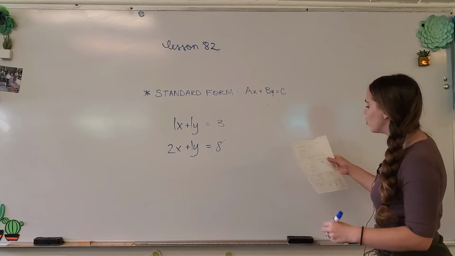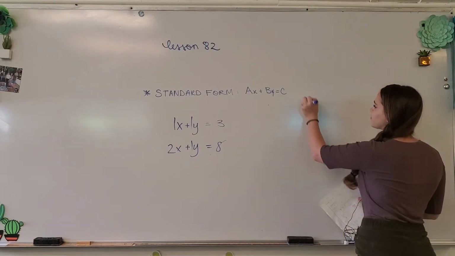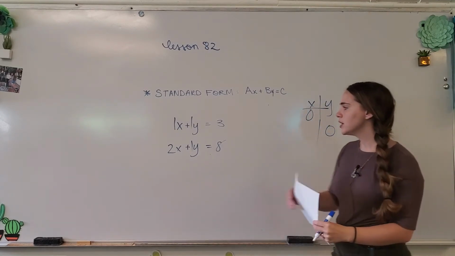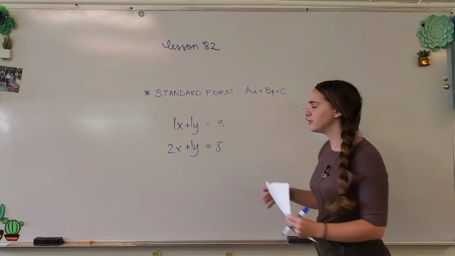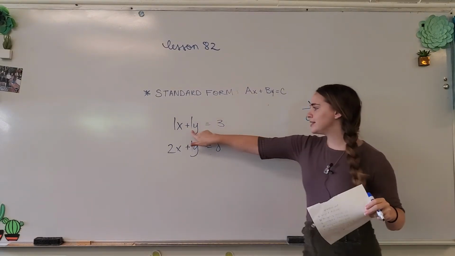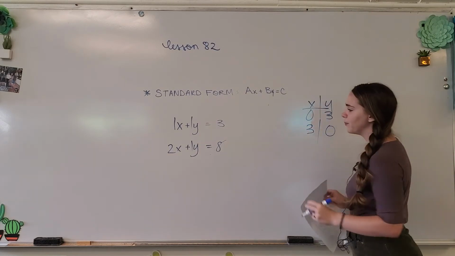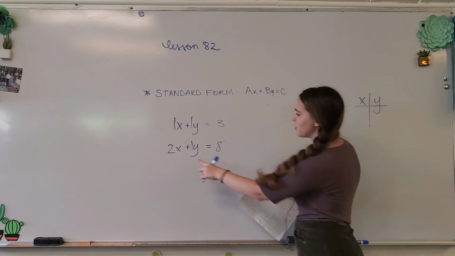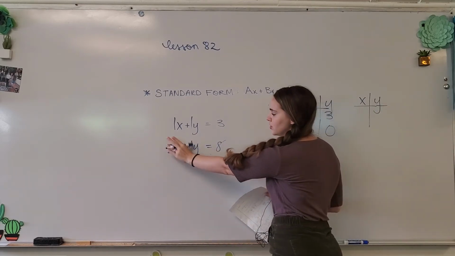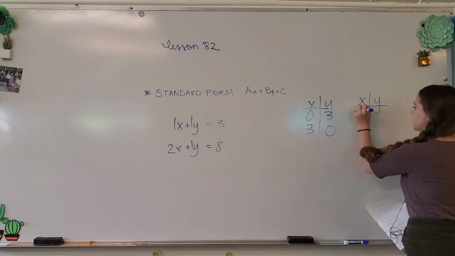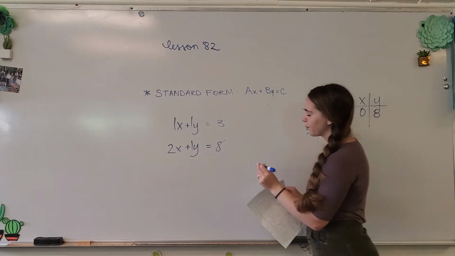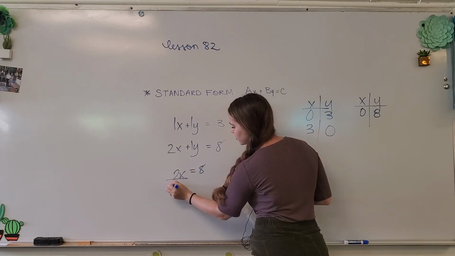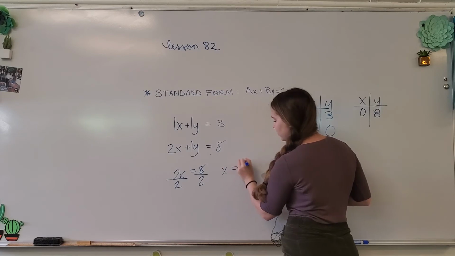Okay, moving on. We can use our whole x and y thing. If we pretend x is 0 and if we pretend y is 0. So if x is 0 here, y is 3, right? And if y is 0, then the x is 3. So that one was pretty simple. And then here's our second one. If x is 0 here, well, y is 8 because this just becomes nothing. So if x is 0, y is 8. And then if y is 0, x would be 4.